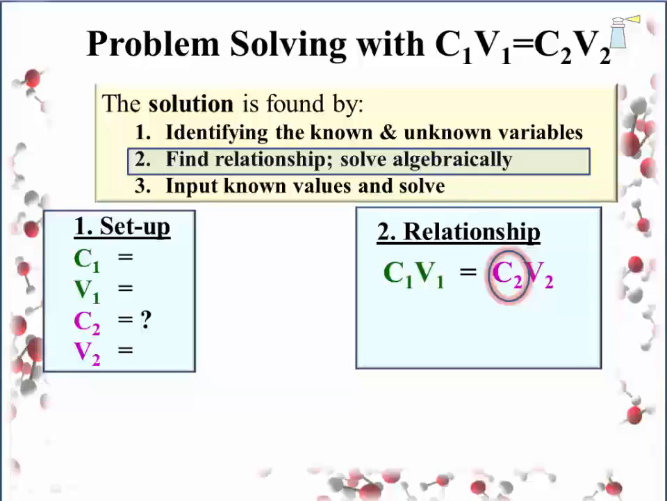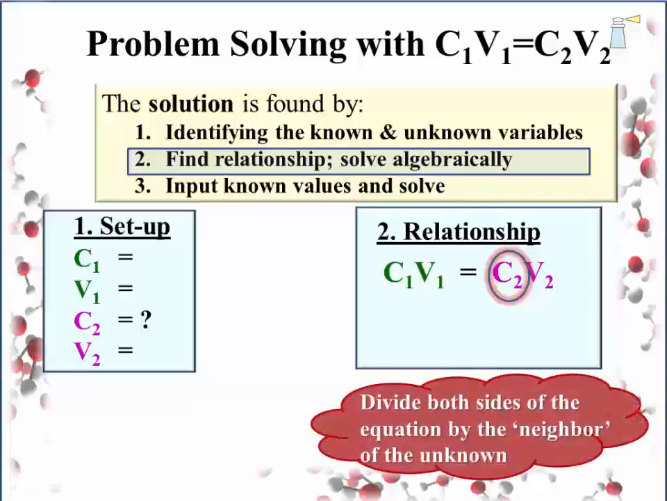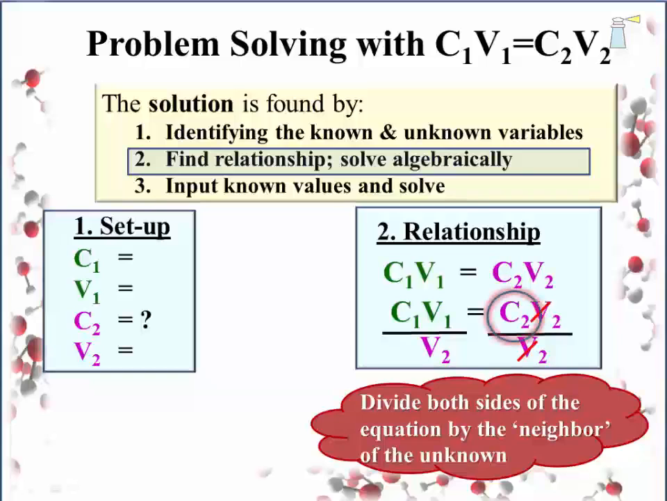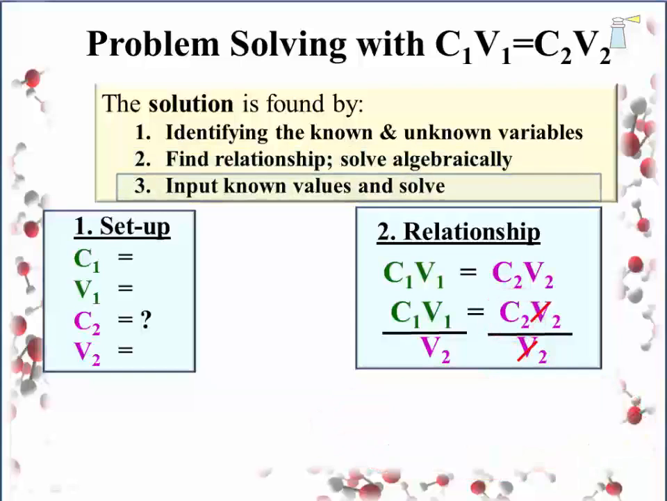When an equation only has multiplication, the unknown variable can be isolated by dividing both sides of the equation by the variable that is the neighbor of the unknown. In this example, the unknown is C2, and its neighbor is V2. Divide both sides of the equation by V2. The V2's on the right-hand side of the equation cancel out, leaving the unknown variable isolated. The equation is algebraically solved.